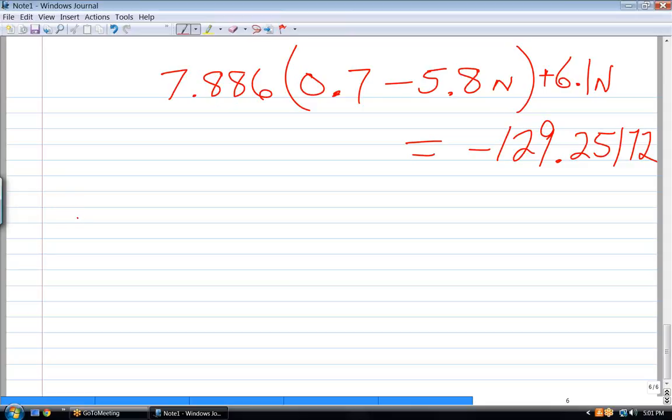Okay. Here it is. Okay. So first you distribute and get 7.886 times 0.7. You don't type that into your calculator, do you? The 0? No. You just type .7? Yeah, it automatically puts the 0.